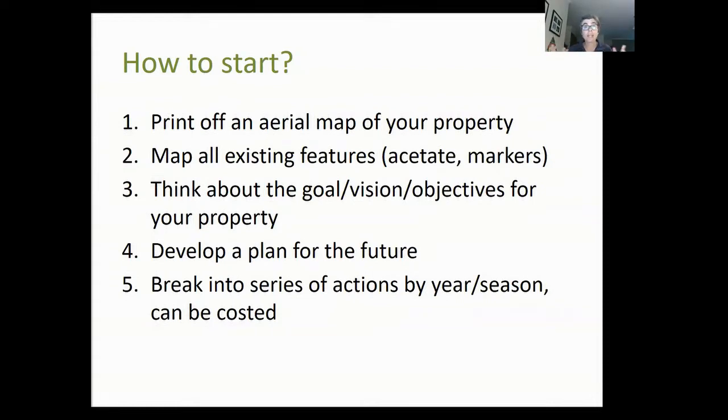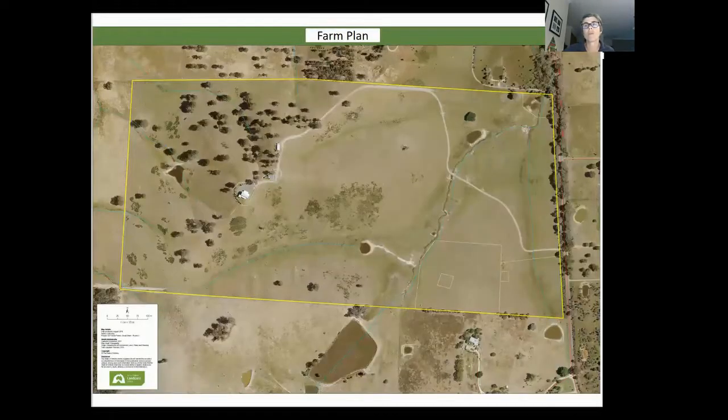So the idea is that you can break it into a series of actions by year and season, and you can start to put some rough costs around the time that you might need to do them and the costs involved in implementing some of those actions. So it becomes a very practical list of things that you'd like to do and some rough back of the envelope calcs associated with those costs.